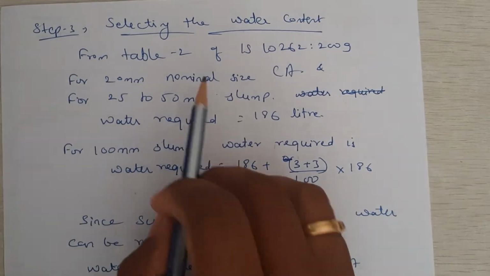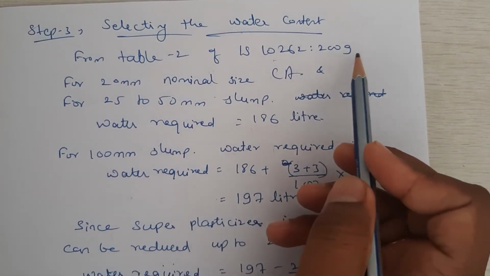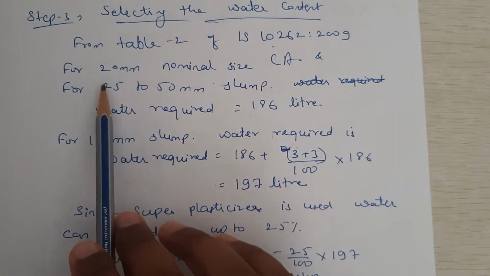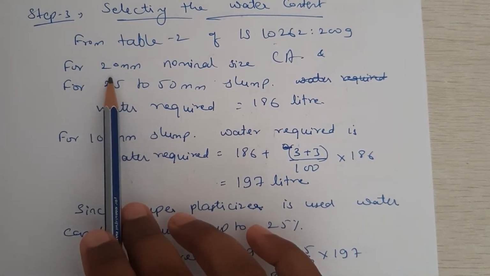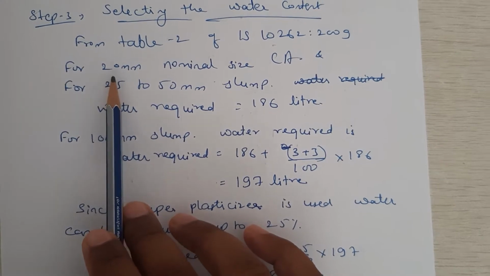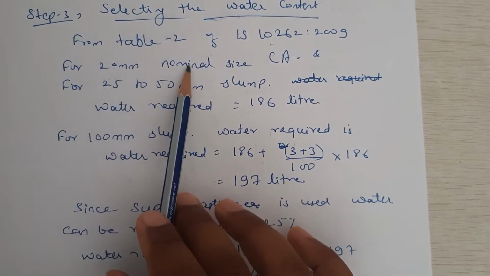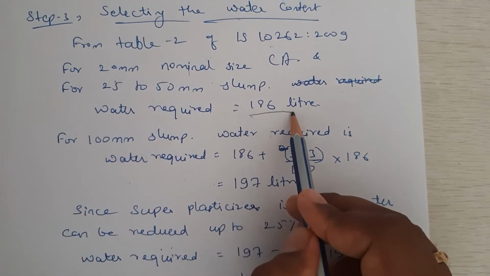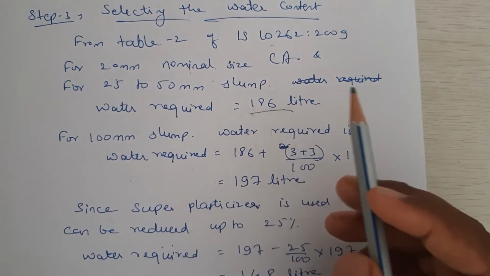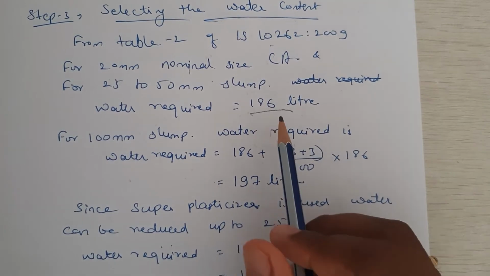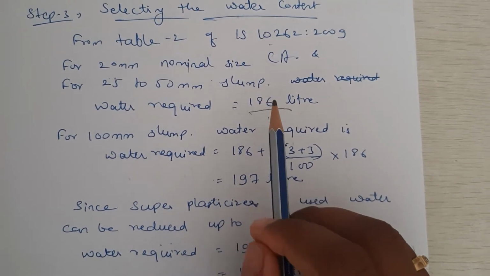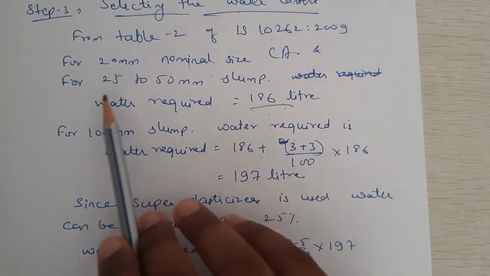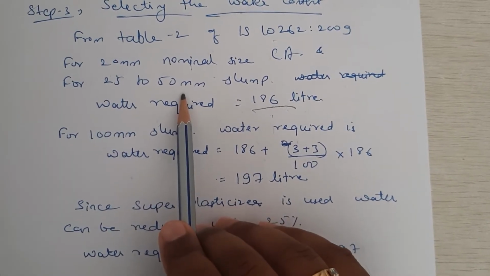From Table 2 of IS 10262:2009, we have to consider two points. First, we are using a 20 mm size of aggregate, and for 20 mm size it is 186 liters. It is constant for any water cement ratio, right? So it is 186 liters for a 25 to 50 mm slump.